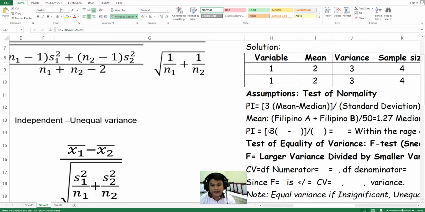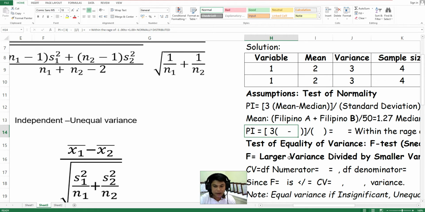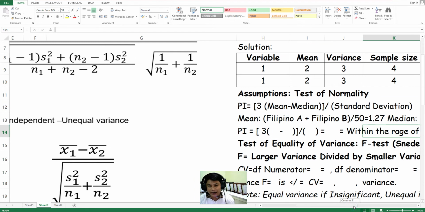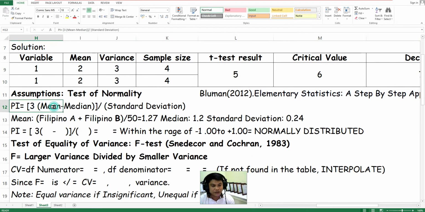Okay, so that is the mean. I will paste it here. Okay, so we'll just go back. So what is important is we have to determine the Pearson index. Before we compute, let us try to analyze that. We have to determine the Pearson index by subtracting the median from the mean, and then multiply the result by 3, and then divide it by the standard deviation.